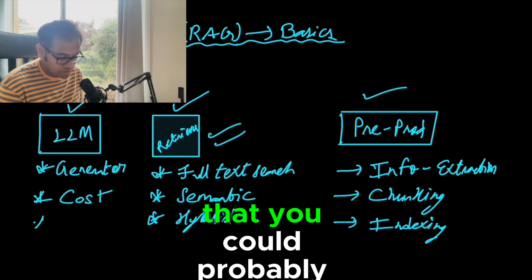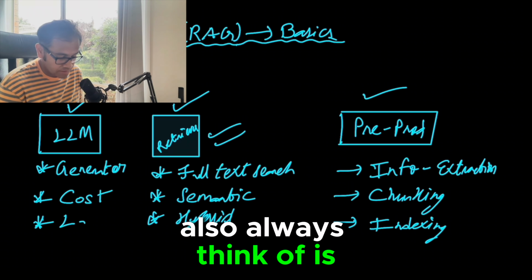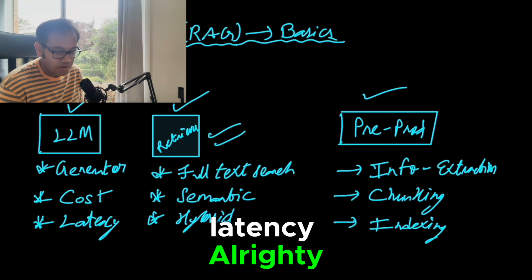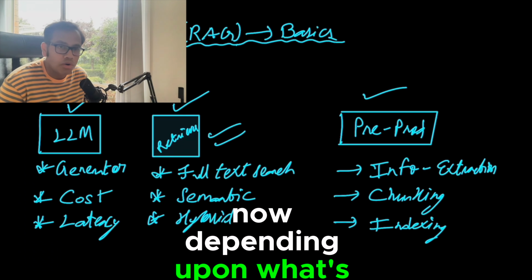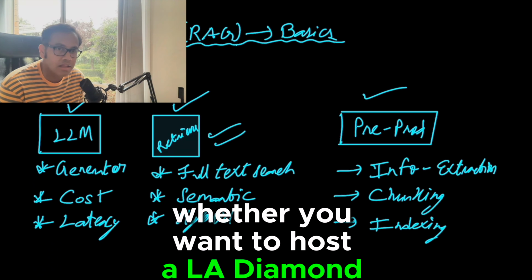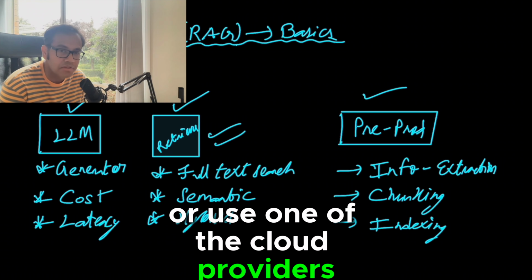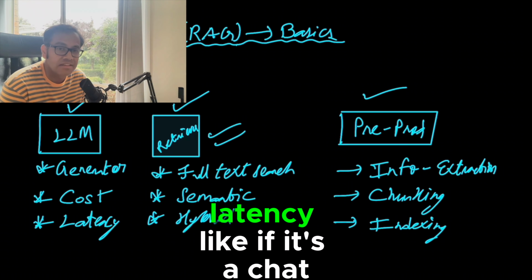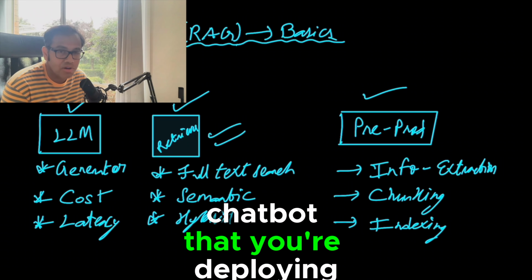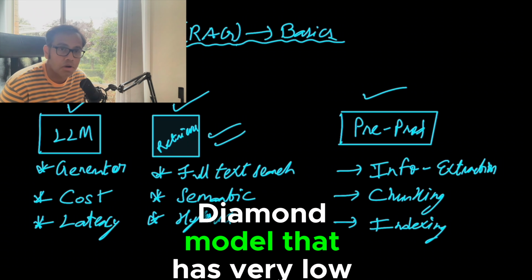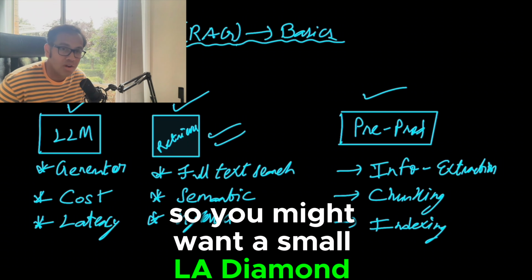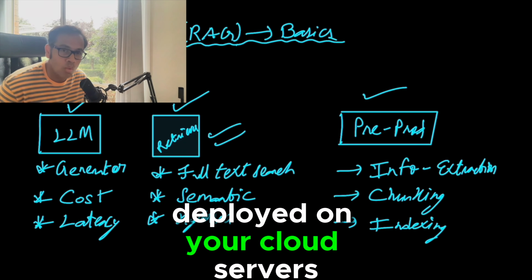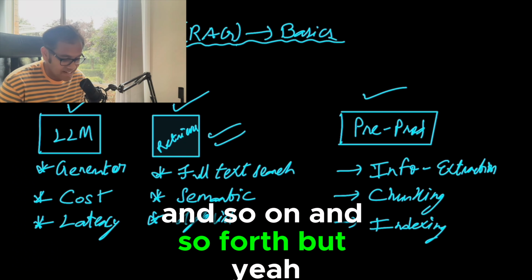And second, you should also always think of latency. Now, depending upon your use case, whether you want to host a large language model yourself or use one of the cloud providers, you might want to think of latency. If it's a chatbot that you're deploying, you might want a large language model that has really low latency. So you might want a small large language model deployed on your own cloud servers and so on and so forth.